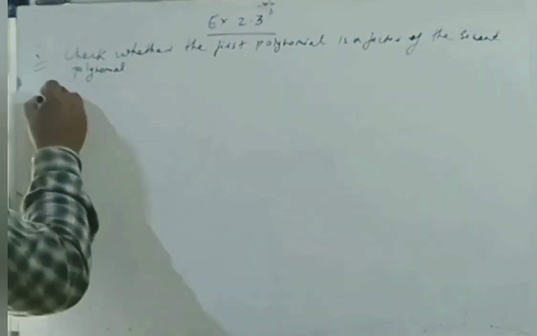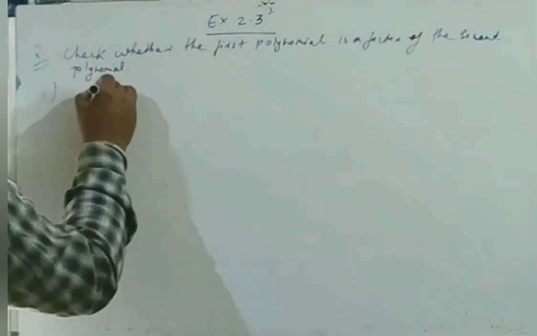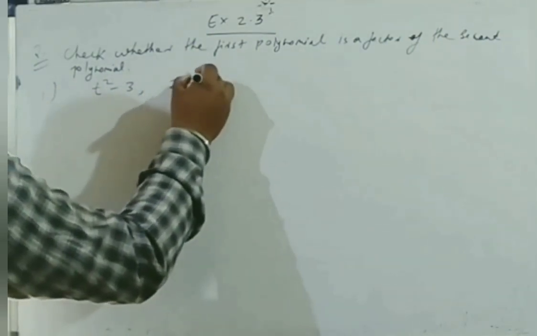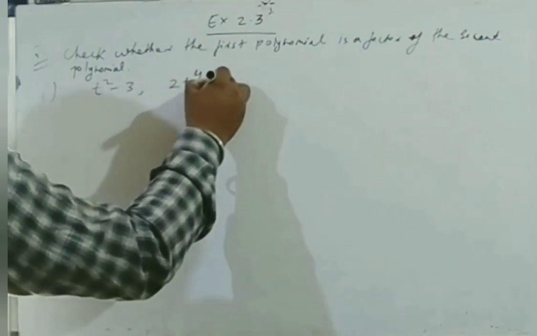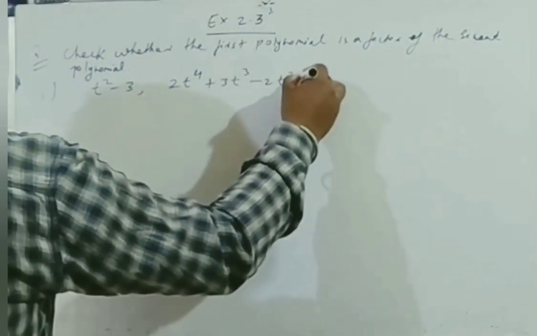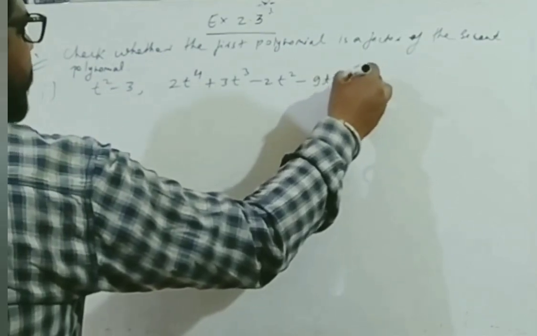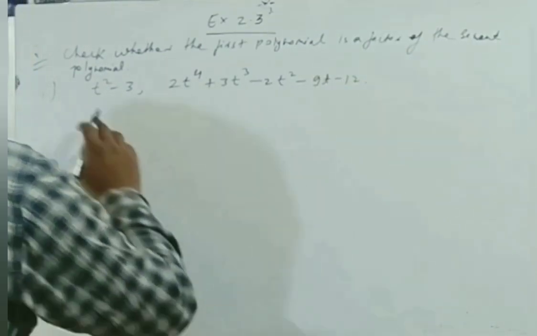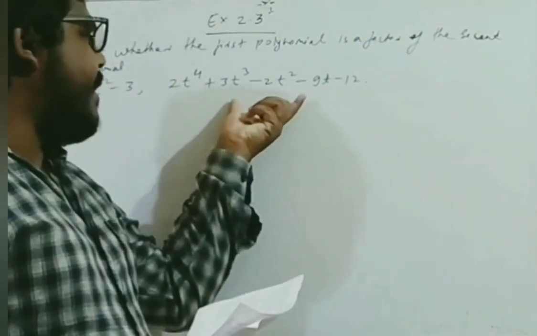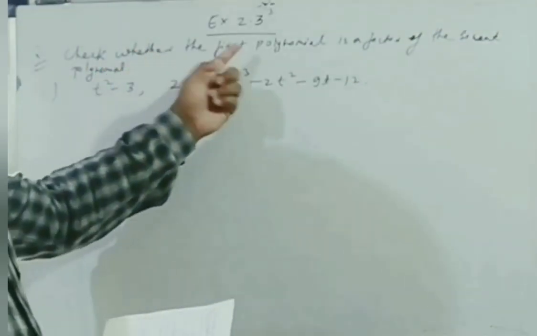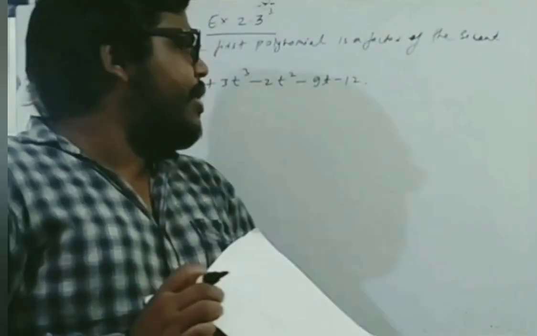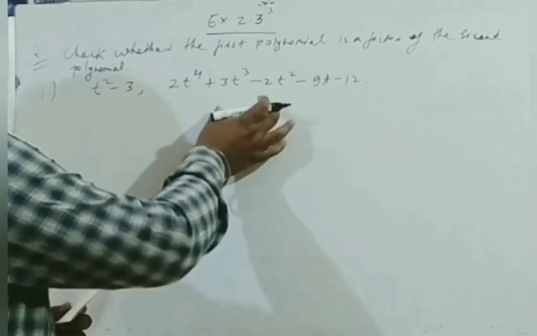The first polynomial is t square minus 3, and the second polynomial is 3t cube minus 2t square minus 9t minus 5. So check whether the first polynomial is a factor of the second polynomial. The first polynomial will be a factor of the second polynomial if the division leaves no remainder.